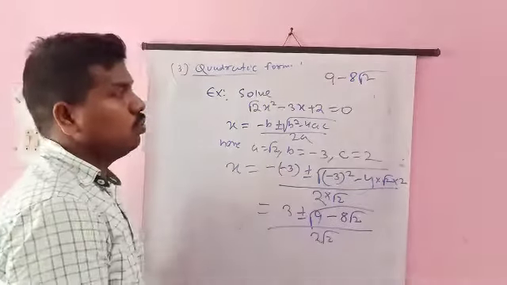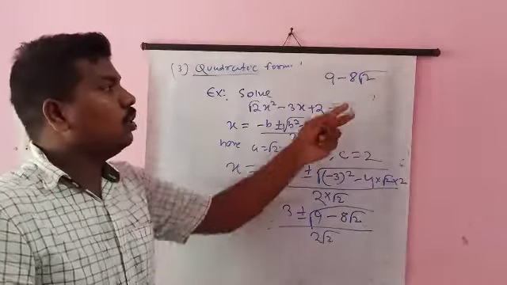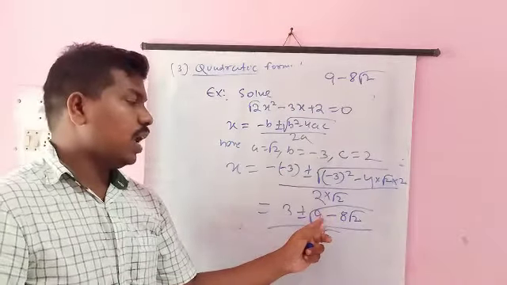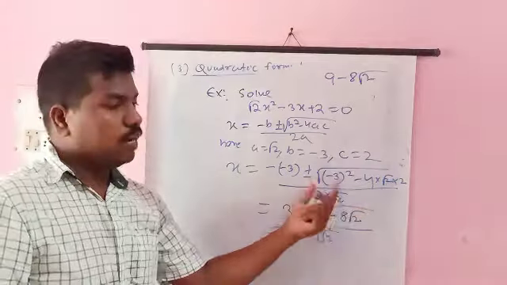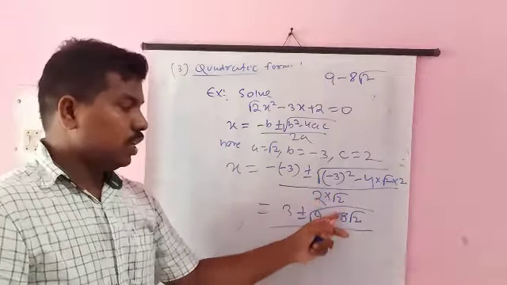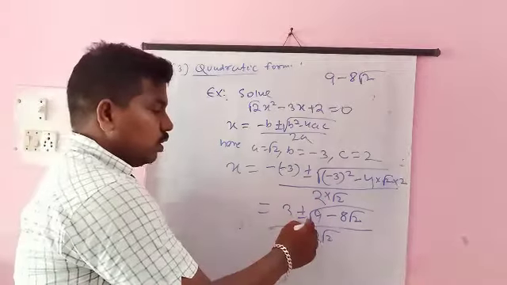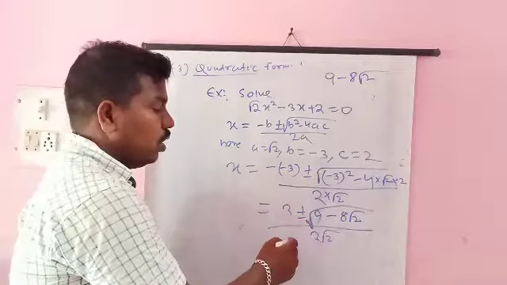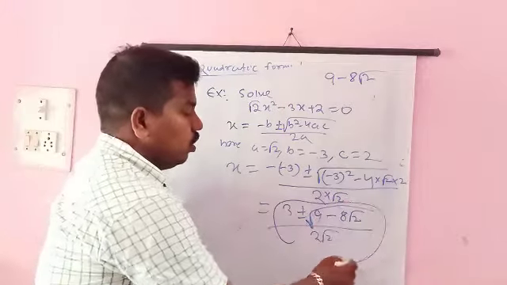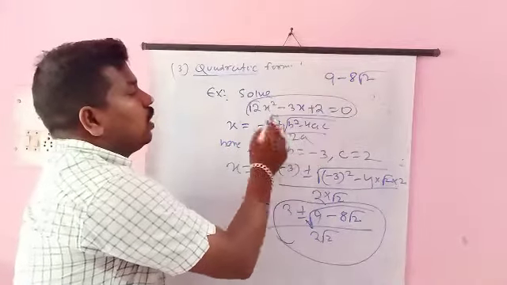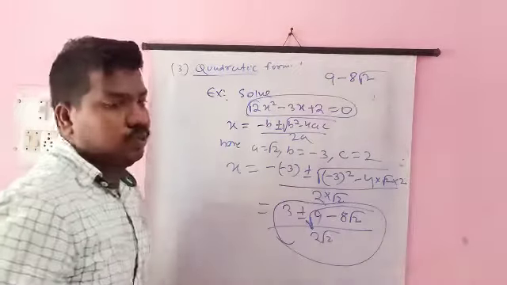9 minus 8 root 2 is an irrational number because it contains the irrational number root 2. If we subtract 9 minus 8, we get 1, but if we subtract 9 minus 8 root 2, then you must get an irrational number. The root of an irrational number is an irrational number. That means you will get an irrational number here. In this way, we find the solution of a quadratic equation if the roots are given in irrational form.